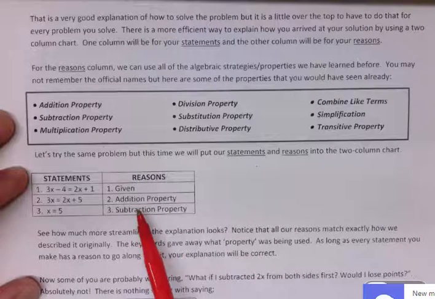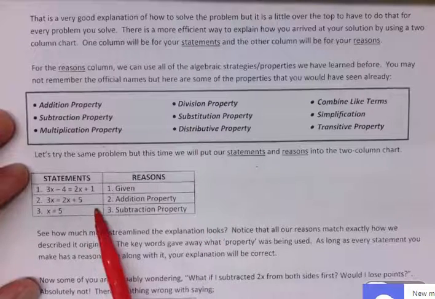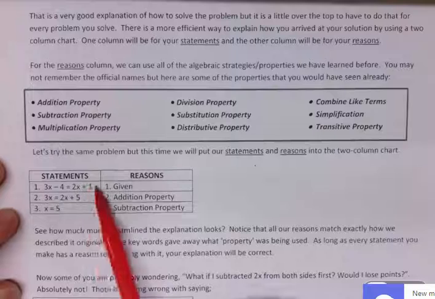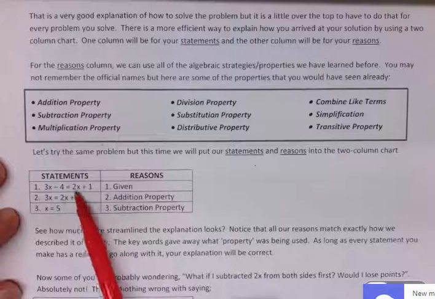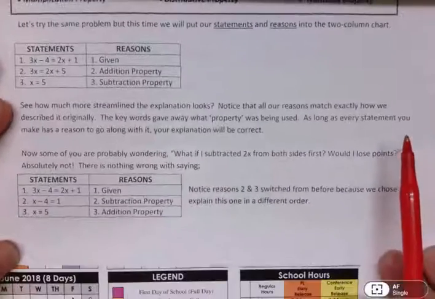So you're just using the reasons, the basic algebraic reasons, to justify each step. So somebody might say, well, Mr. Miller, what if I didn't add 4 to both sides to start? Maybe you wanted to subtract the 2x from both sides to start. Okay, well, I did it that way too.